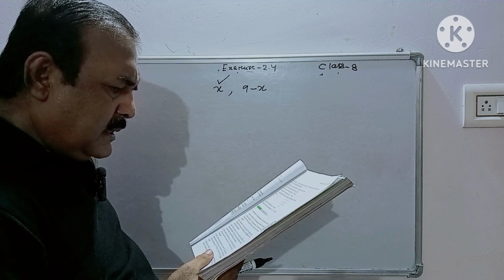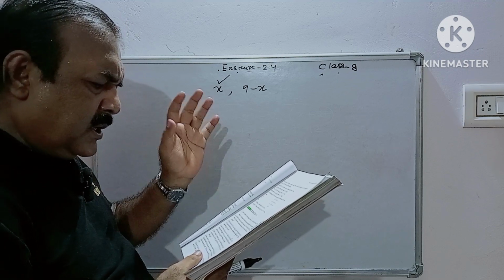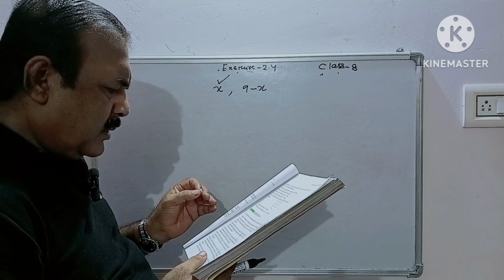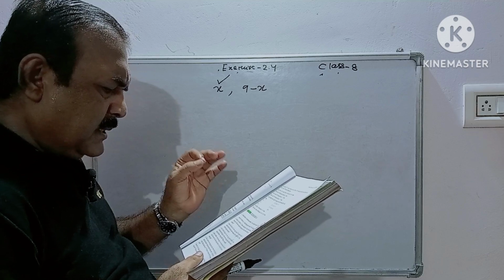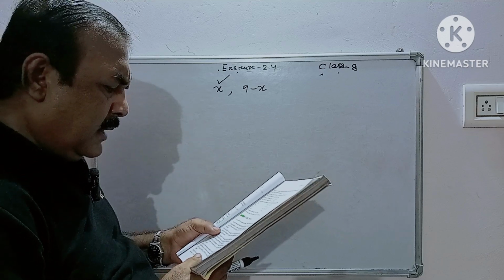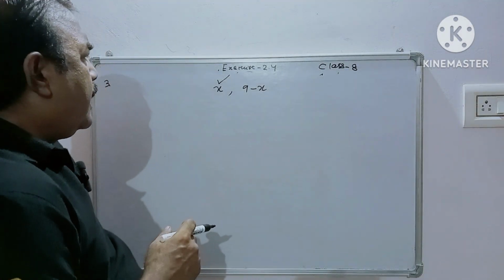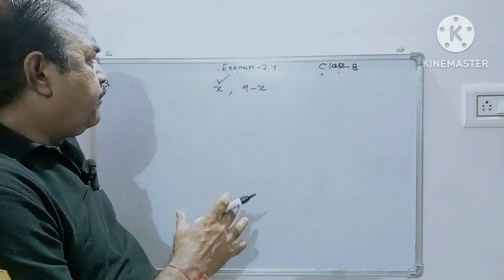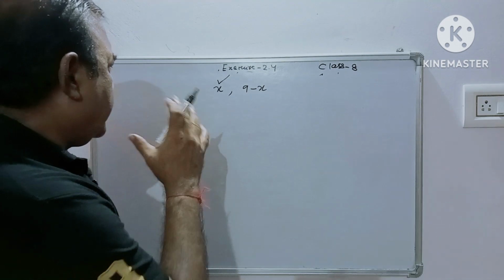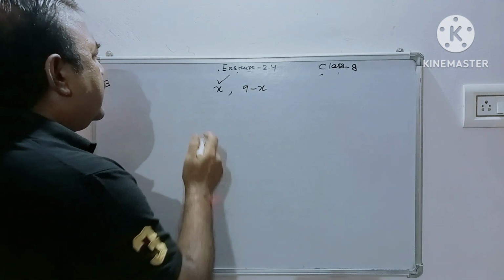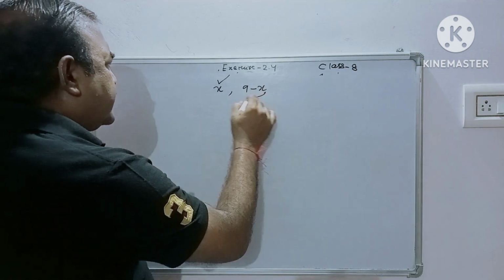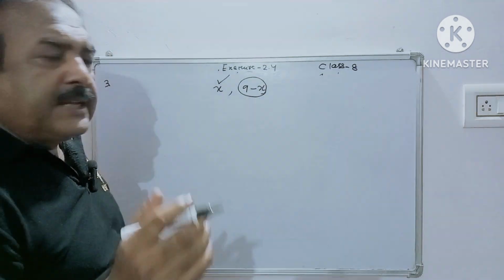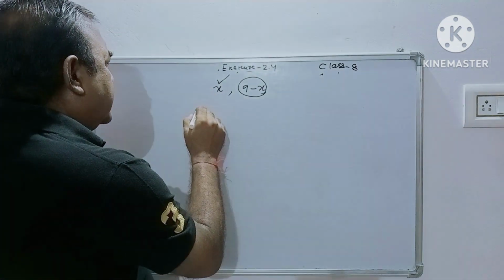From question number 3: when we interchange the digits, it is found that the resulting new number is greater than the original number by 27. So in this question, we will have to take the original number. Let the 9 minus x digit be in the tens place. So what is the two-digit number?